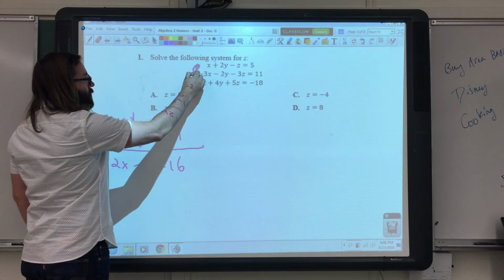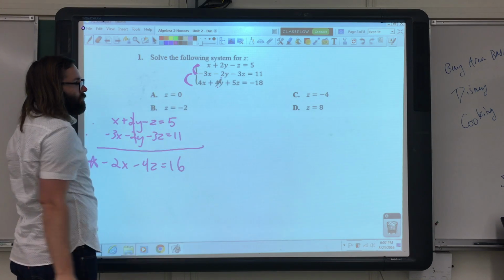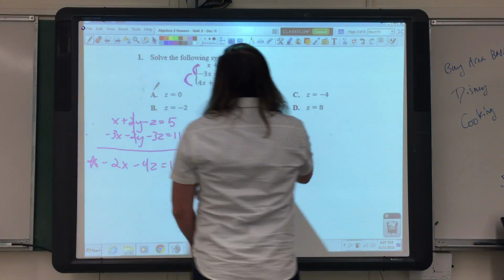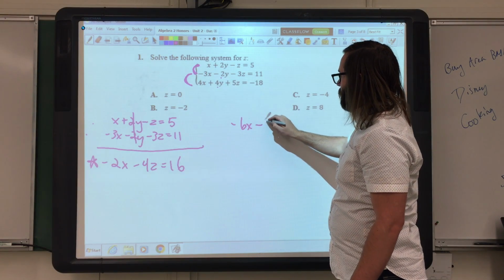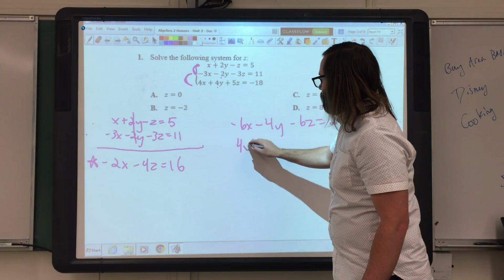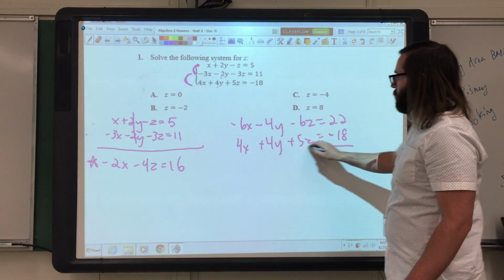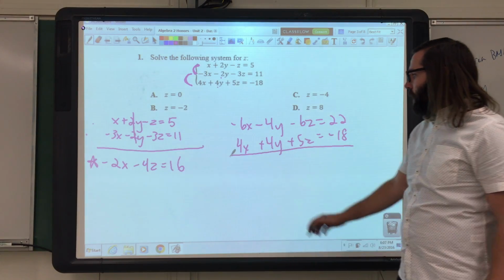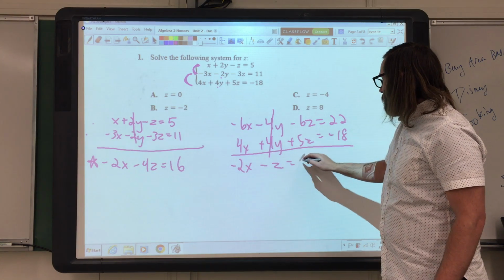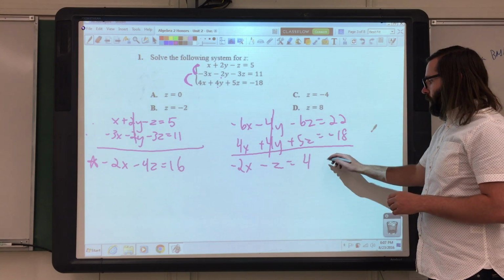So we used these two. Now, if you notice, we can use these two. This is a negative 2, positive 4. All we have to do is multiply this top one by 2, and you'll get negative 6x minus 4y minus 6z equals 22. So when you do that, you get negative 2x minus z equals 4. Okay, there's our other equation.